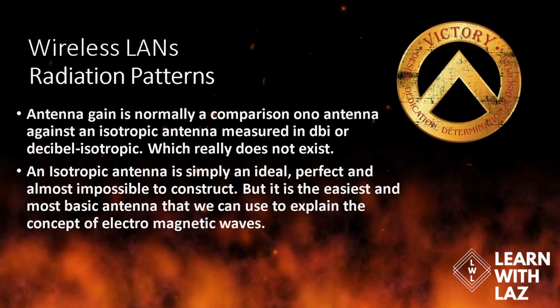Now we see here antenna gain is normally in comparison to one antenna. That was a typo, don't freak. One antenna against what's called an isotropic antenna. It's non-existent. It's just something we use as the perfect type of antenna, right? It's not a real antenna. It's like, hey, this is the utopia of antennas. So we go to this isotropic antenna. It's the ideal, perfect, and almost impossible to construct, but it's the easiest, most basic antenna that we can use to explain the concepts of electromagnetic waves.